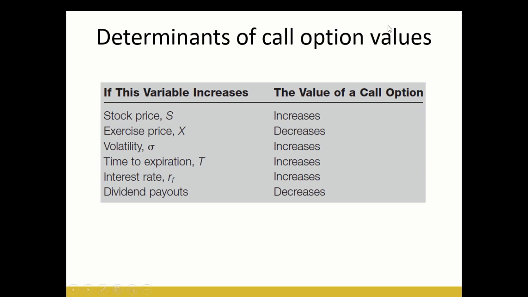See, if this variable increases, so we have the stock price. S denotes stock price. X denotes exercise price. Sigma denotes standard deviation, as well as the volatility of the stock. T is the time to expiration. R sub F denotes the interest rate. And we also have the dividend payouts. So if one of those variables increases, then the value of a call option will increase or decrease. Let's look at them one by one and try to understand it.